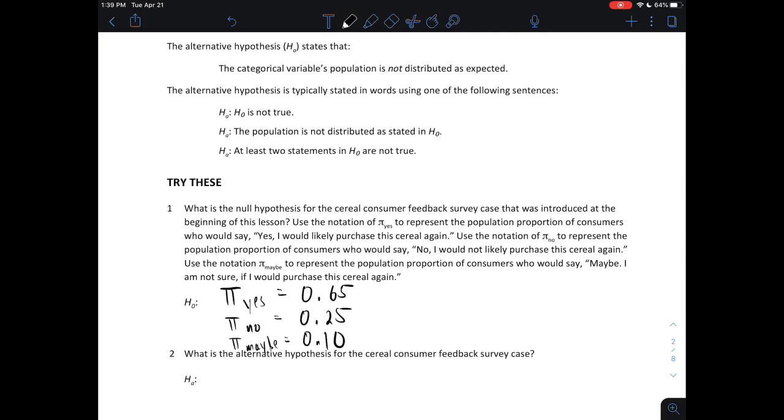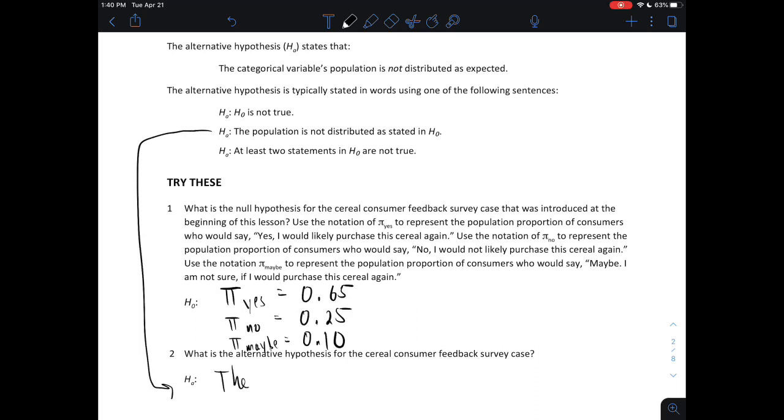And then number 2, what is the alternative hypothesis for the serial consumer feedback survey case? Again, we can use any one of the 3 that are up above. The one that I like to use is the second one, and the reason why is because at least it gives us a little bit of context. The population is not distributed like we see in the null hypothesis.